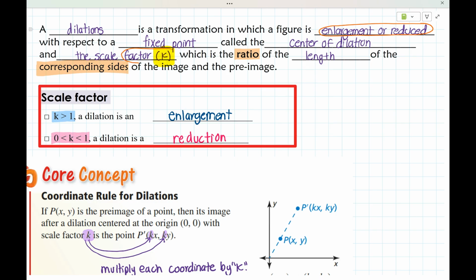We always apply this dilation by a scale factor, and we refer to that scale factor as k. So k is going to be some number. k is the number that whatever shape you're working with, or if you're just working with a point, is going to enlarge by or reduce by.